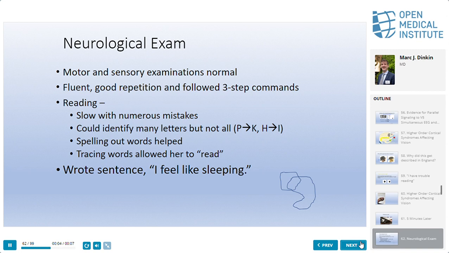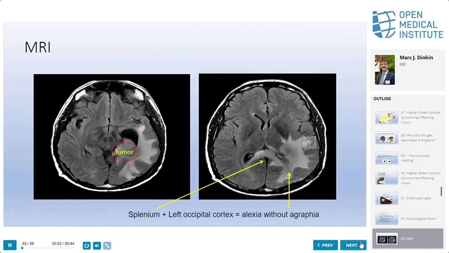So this is her MRI. And you can see there's something with a tumor and infiltrating edema or tumor in the left occipital cortex, which is what you need for alexia without agraphia. But what else is being involved, everybody? What's this? Connecting the left to right side. It's like the crosstown bus between the left and the right brain. The corpus callosum, specifically the splenium, which connects the two occipital cortices. Okay? So you have splenium plus left occipital cortex is what gives you alexia without agraphia.